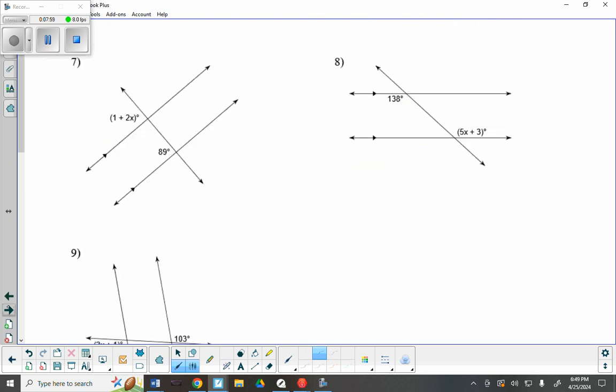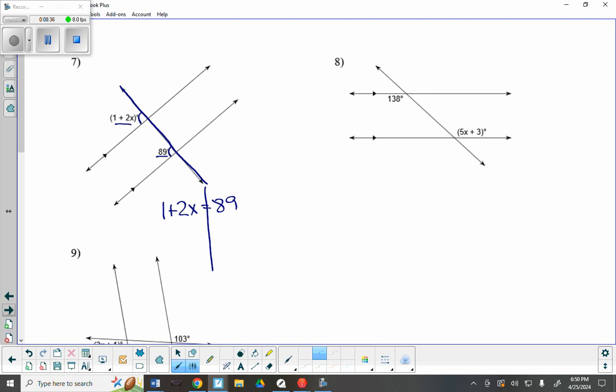All right, we're talking about angle pairs here when there are parallel lines in these next few problems. So if you will recall, angles that are in the same position to the parallel line, so you have a transversal right here, and to the left of the transversal and above the line is 1 plus 2x. To the left of the transversal and above the second line is 89. Those are called corresponding angles, and they are congruent. So what we do is we set those equal to each other, and then you solve the equation.